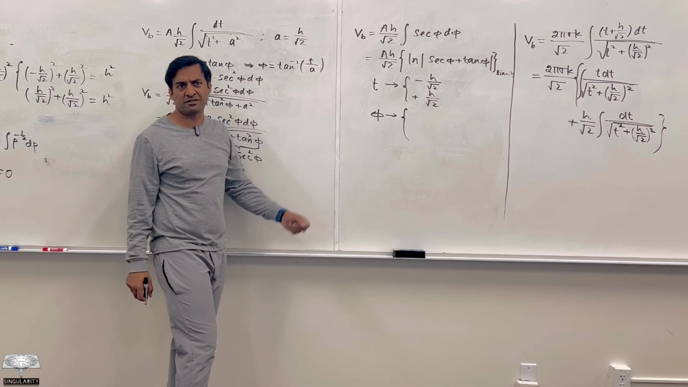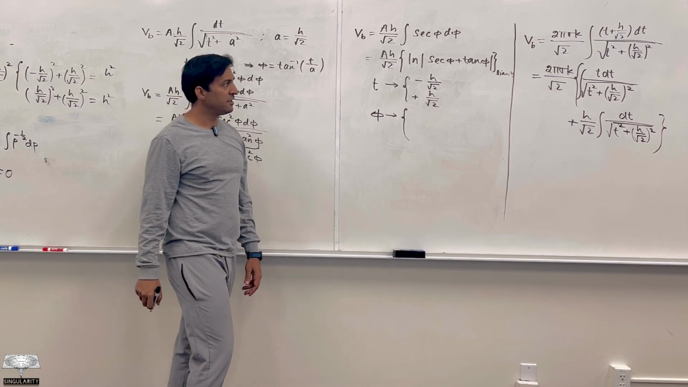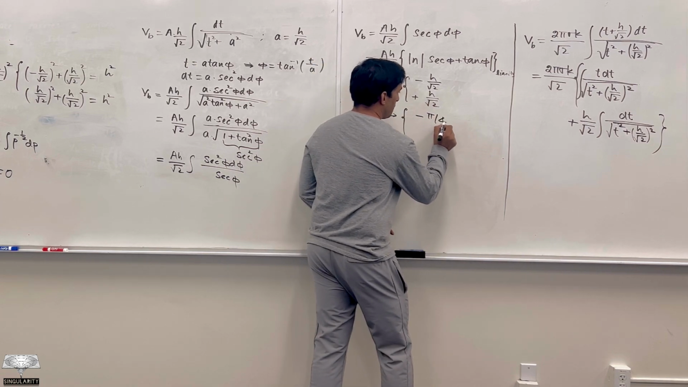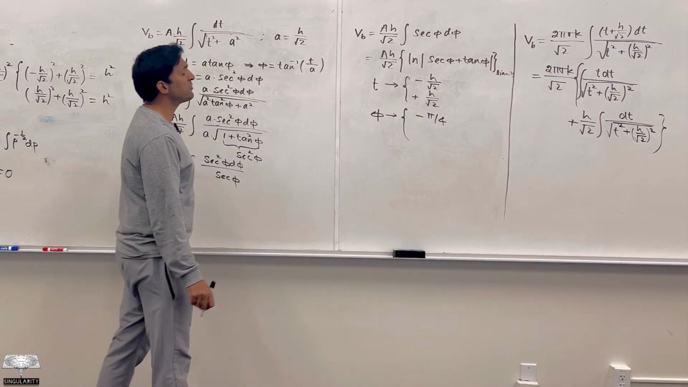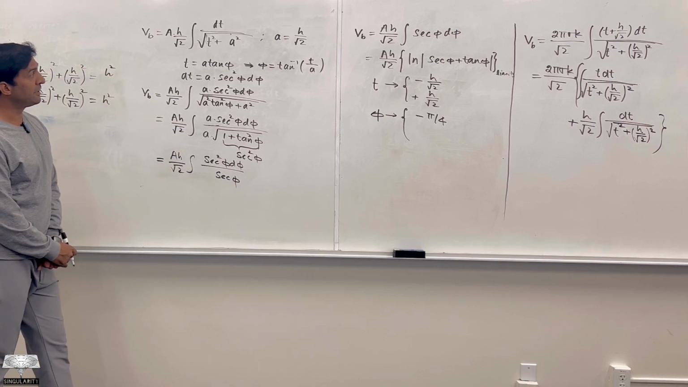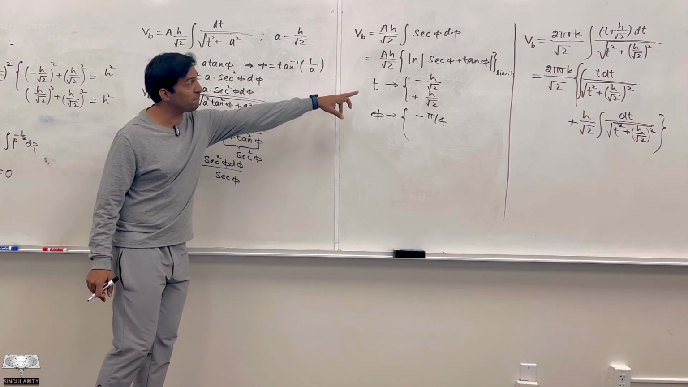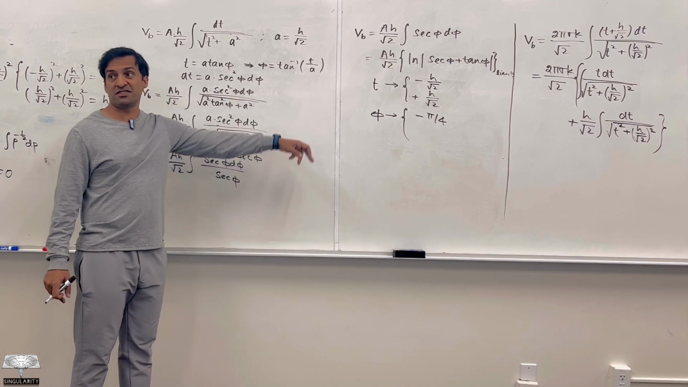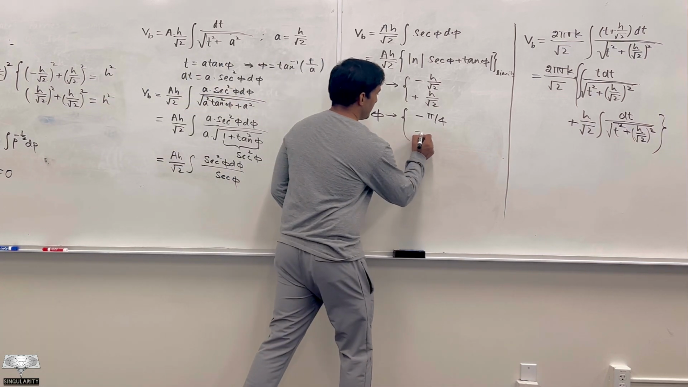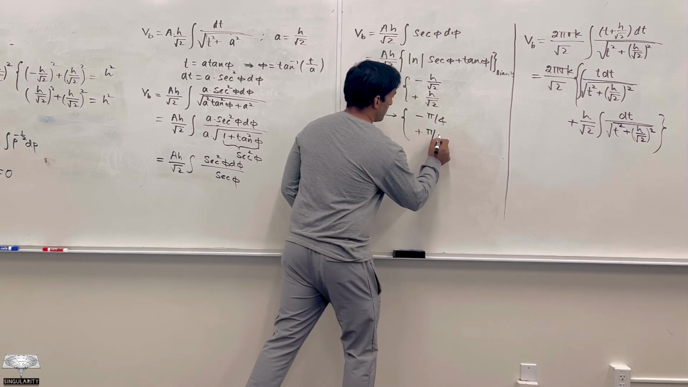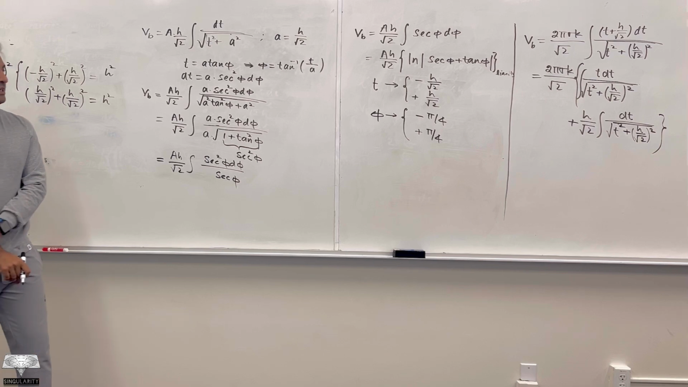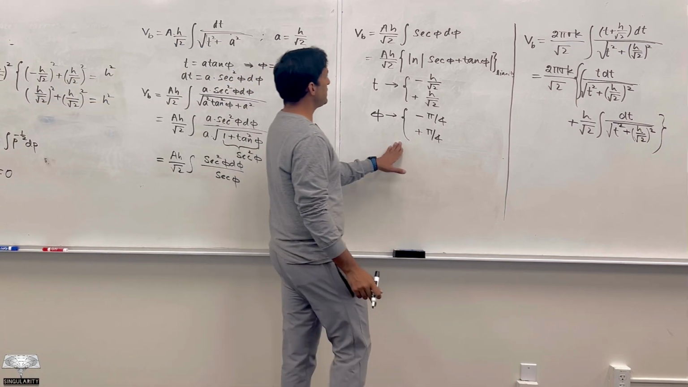Tan inverse minus 1 is minus 45 degrees. So I'm going to write it as minus pi by 4 radian, sorry. And if I substitute t equals plus h by square root 2, this just becomes tan inverse plus 1, and tan inverse plus 1 is plus pi by 4. Okay. So we have the limits on phi. So let's substitute these limits in here.